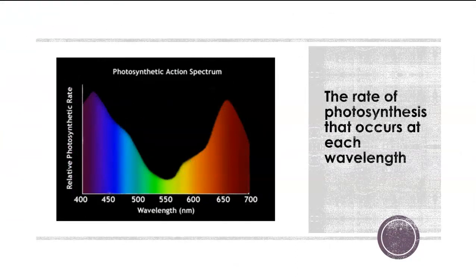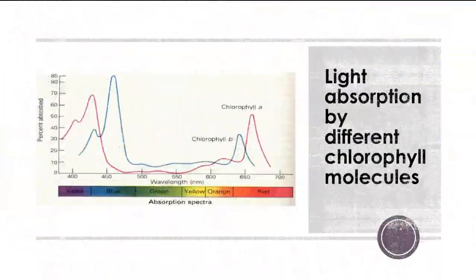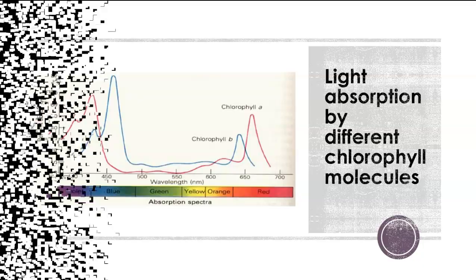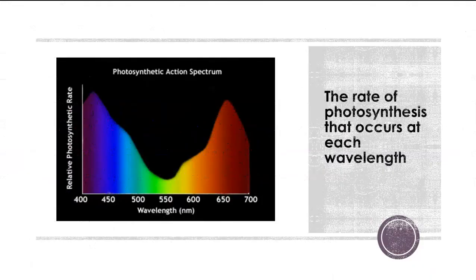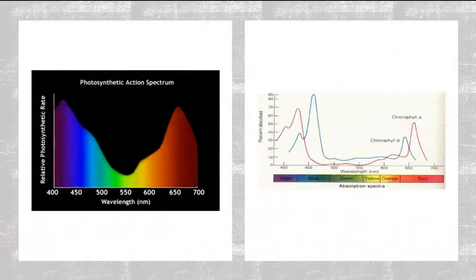Another graph that we looked at is what we call the photosynthetic action spectrum. And this was where we looked at the rate of photosynthesis at different wavelengths. So comparing those two graphs, on the previous graph that I just had up, you had the wavelength across the bottom and the percentage absorbed. Here you've got the relative photosynthetic rate on your vertical axis against the wavelength. Comparing the two there.